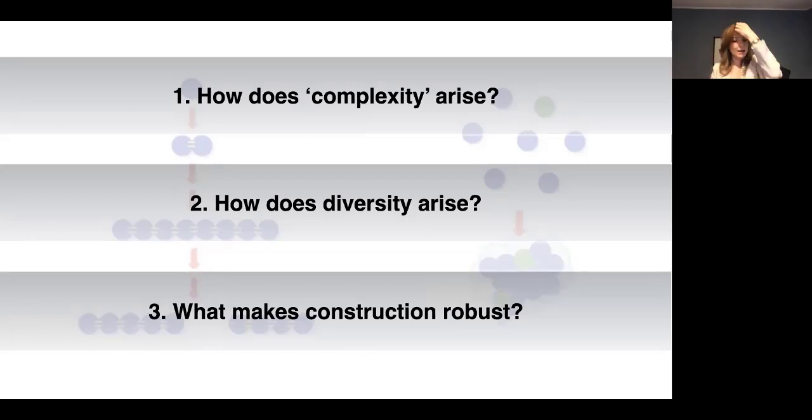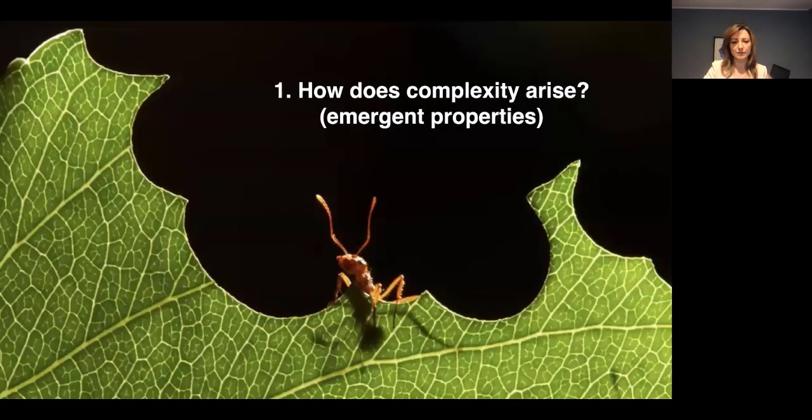So I want to give examples of each one of these. I'll try to make it relatively quick, but I am very, very happy to go into detail about any one of them at the end. So I have more slides. If you have questions, I'm very happy to go into detail about any of these.